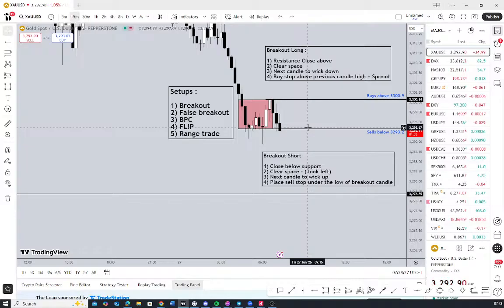Those levels are identified by seller candle, buyer candle, support is formed. Buyer candle, seller candle, resistance is formed.